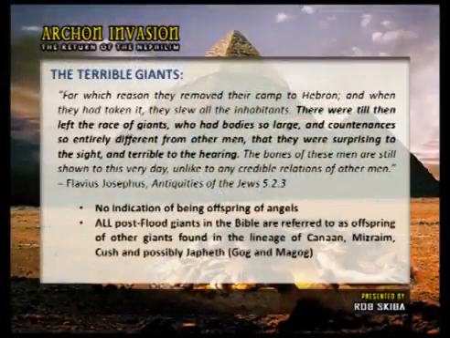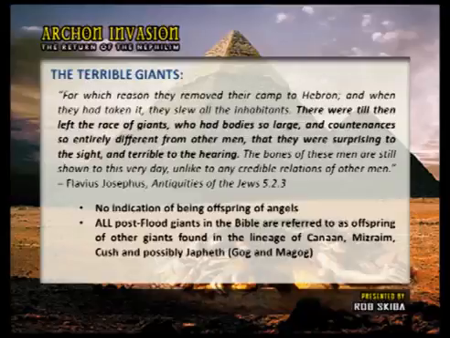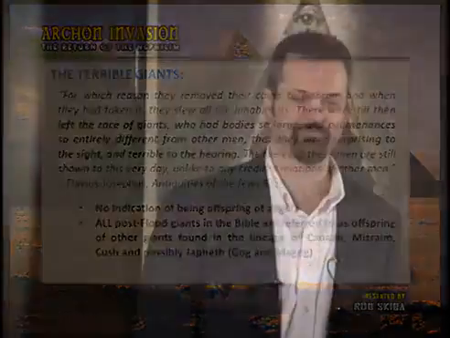All post-flood giants in the Bible are referred to as offspring of other giants found in the lineage of Canaan, Mizraim, Cush, and possibly Japheth. And I put in parentheses there Gog and Magog. I can't confirm this from Scripture. I don't have scriptural confirmation for this. However, historically speaking, there's a lot of evidence that Gog and Magog were giants. In fact, every year they have what's called the Lord Mayor's Parade in the UK, where they march two huge giants called Gog and Magog through the cities.